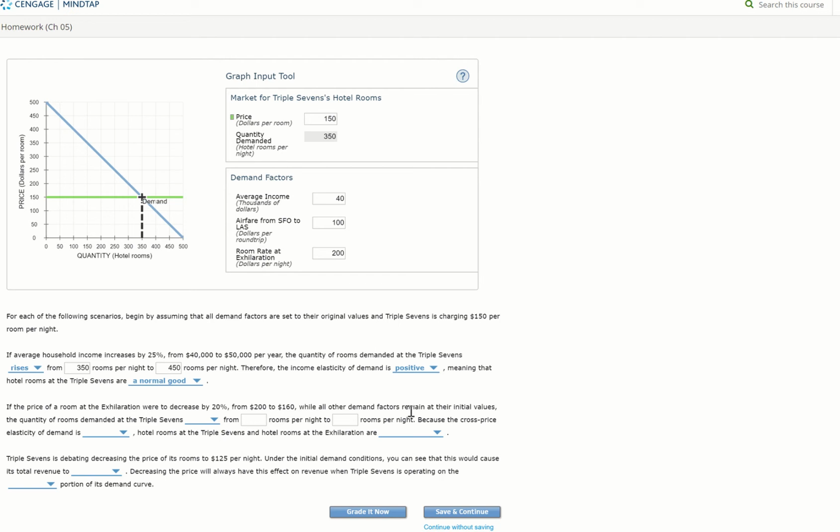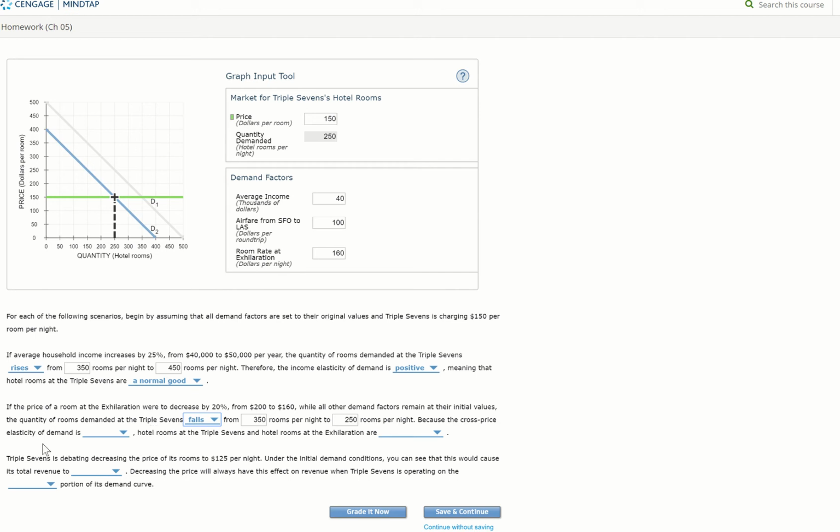While all other factors remain at the initial value, the quantity of rooms demanded at 777 was initially 350. I'm going to change the price to 160, that's our new price. And there it goes to 250 now. Okay, so 250, and this is decreasing, so false.